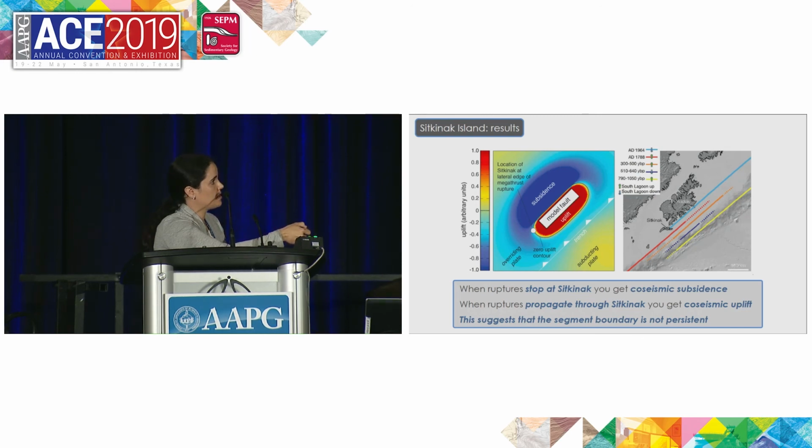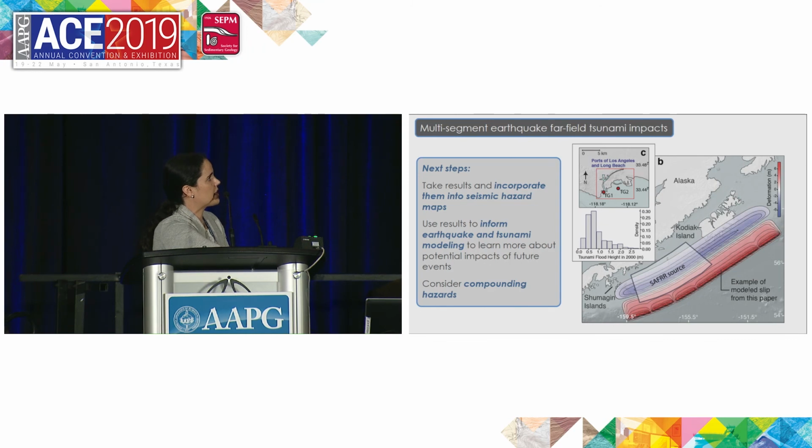We had subsidence consistent with our model. In 1788, the red bar, we have uplift. We also have evidence in other parts of Kodiak that the rupture went through this area. And so we have this evidence now that this rupture boundary is not actually persistent, which is important then to take into our hazards assessment.